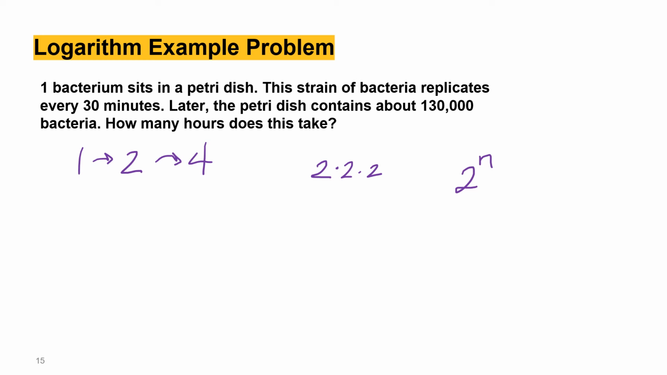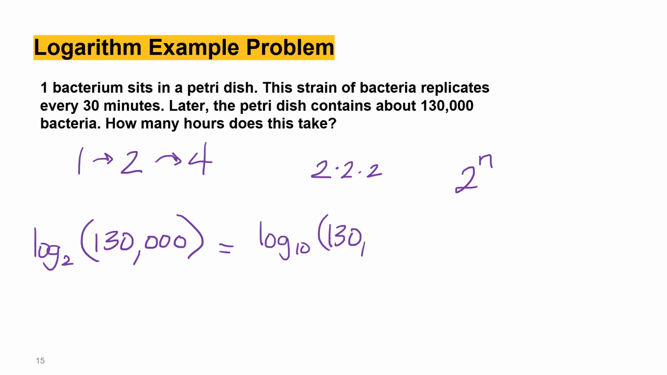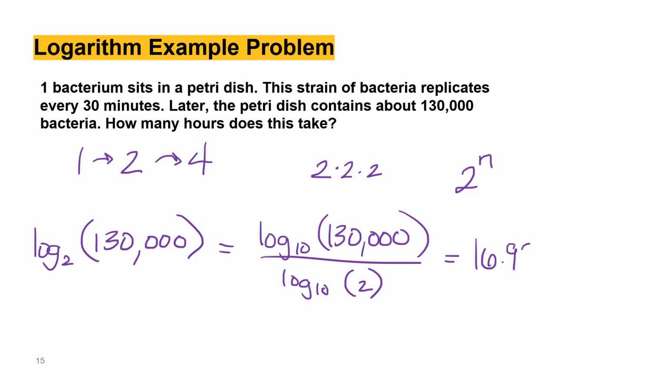Let's use logarithms to find the exponent. We have log base 2 of 130,000 bacteria. We can rewrite this expression using the change of base formula. Thus we have log base 10 of 130,000 divided by log base 10 of 2. Putting this into our calculator, we get around 16.988, or 17 replications.